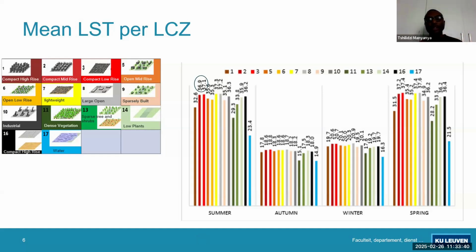It is basically the same, and you see the same thing happening with local climate zone 5 and 6. You see the same thing happen with local climate zone 9 and 14, where the means are almost the same. But again, this is just a graphical assessment. We can't make statistical conclusions based on just this.